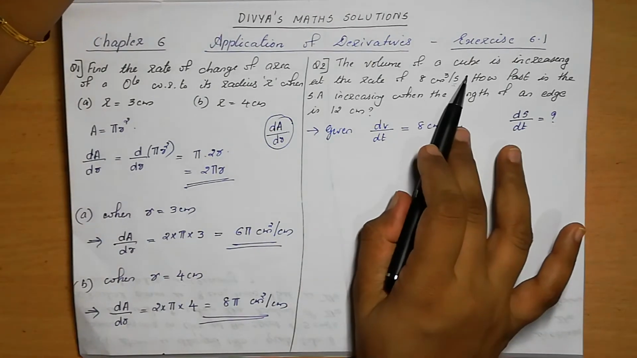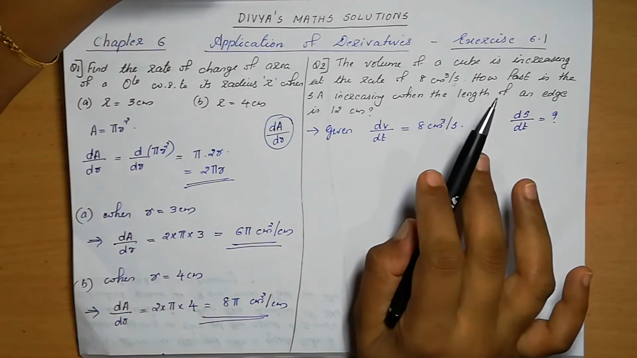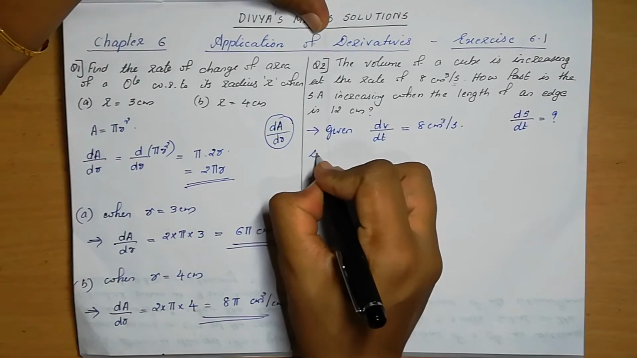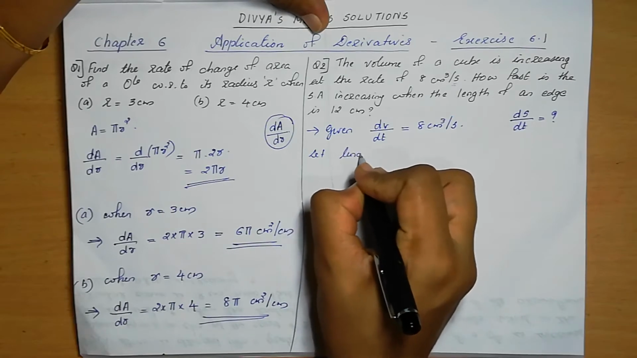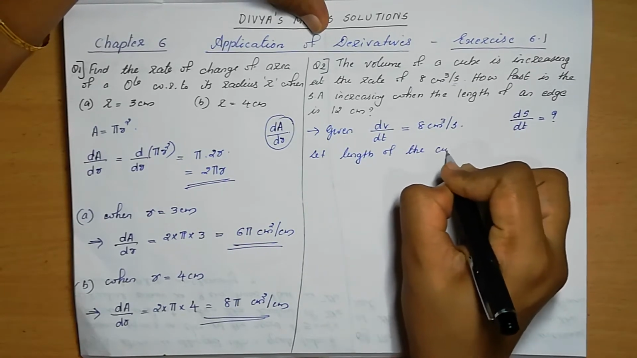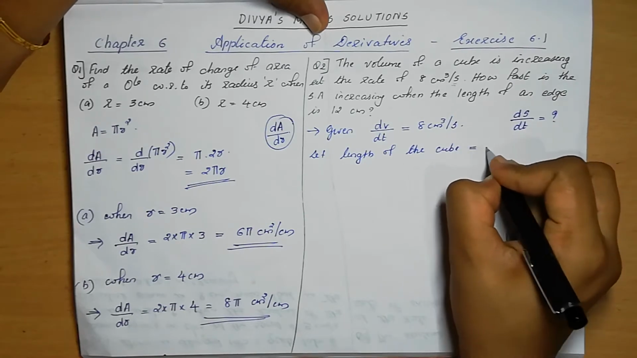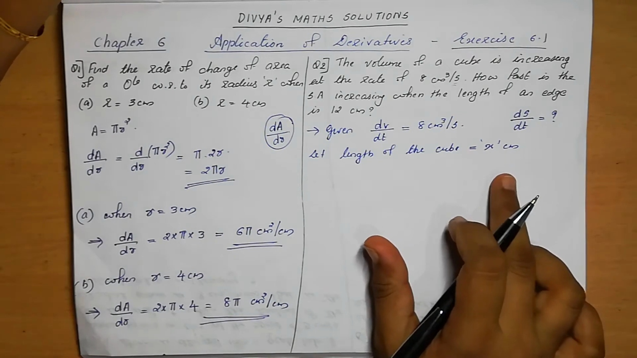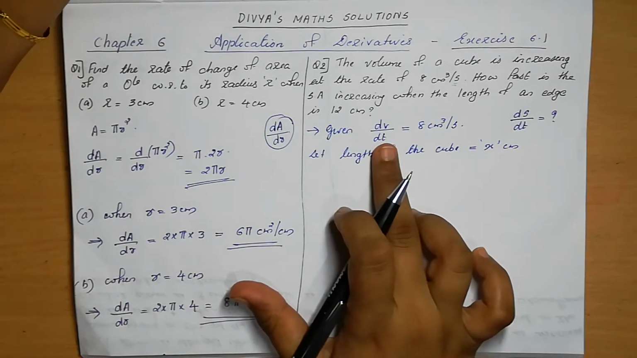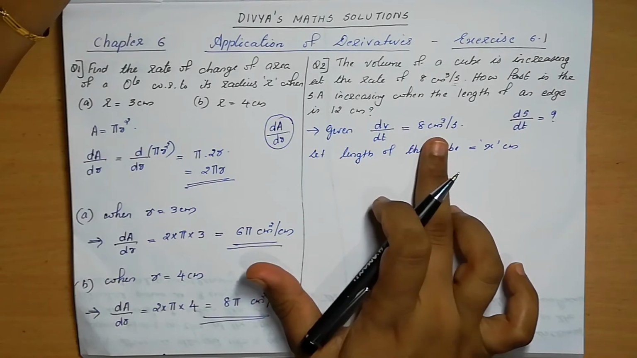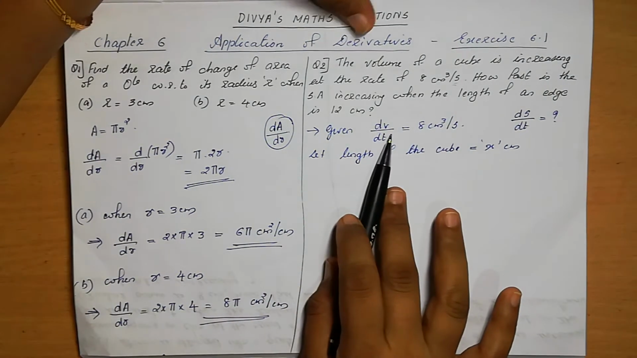So this is a cube only. So we can take the length of the edge, or side of the cube, as x centimeter. This is the length of the cube. Then what is the volume? Volume is V. Then the rate of change, that is dV by dt, is 8 centimeter cube, given, right?